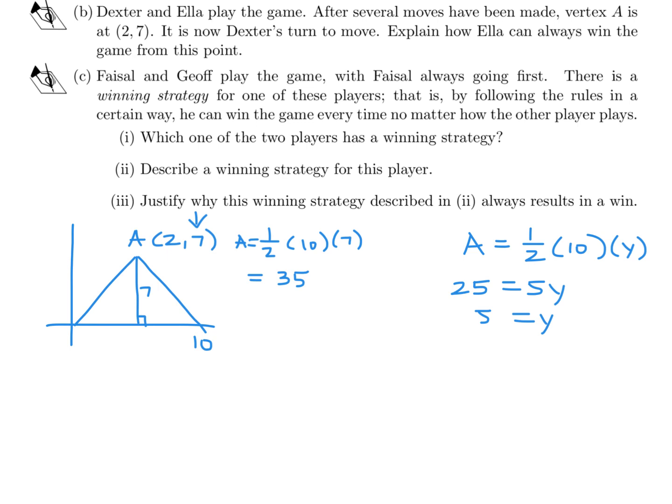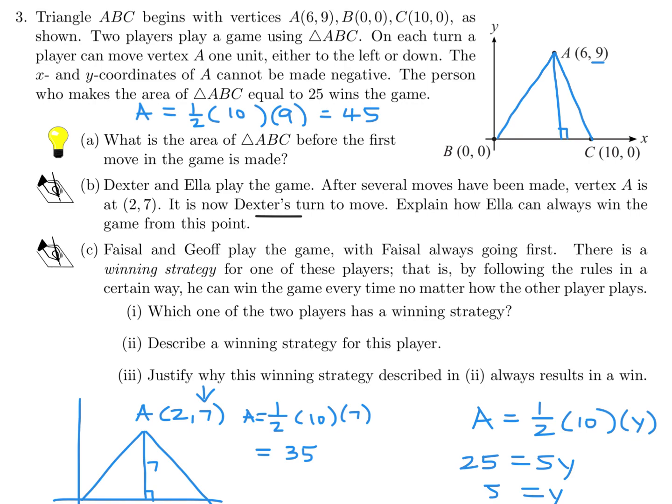All right, so let's see what we get here. Let's make a little table. We have Dexter, and we have Ella. It's now Dexter's turn to move. So he has a choice. He can either go left or down, right? Those are the two choices? Yeah, left or down.